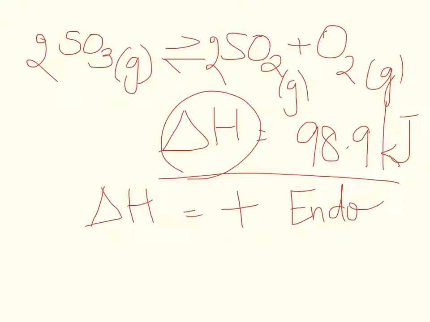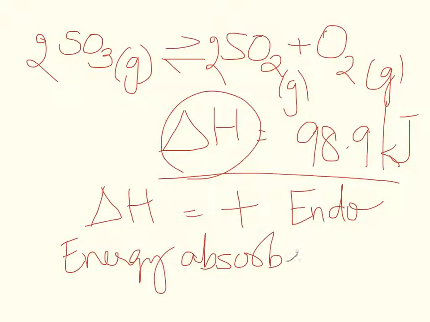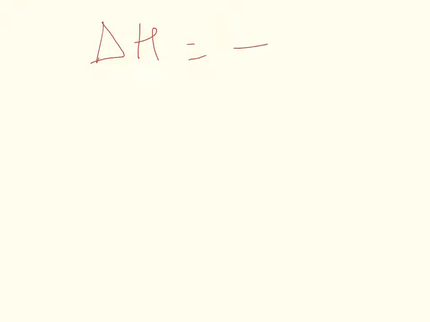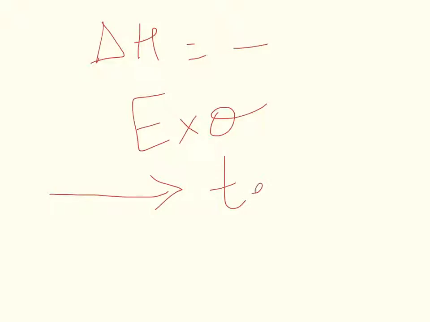What does that mean? That means that energy is absorbed. Okay, endothermic reaction, energy absorbed. So as the forward reaction takes place, temperature of the system decreases. Temperature of the reaction vessel decreases. But if delta H is negative, that means it's an exothermic reaction, and that as the reaction goes in the forward direction, temperature of the reaction vessel increases.